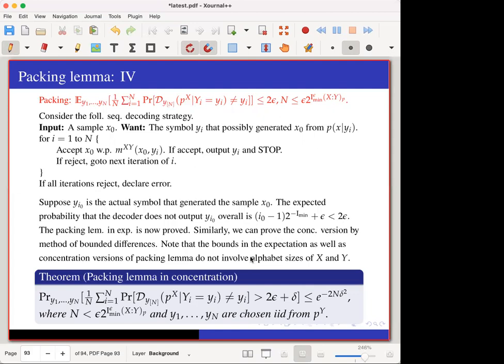So similarly, we can now prove the concentration version by the method of bounded differences. Same as before. And again, note that the bounds in the expectation version here, not the concentration version here, involve alphabet sizes of x. Same proof as earlier.